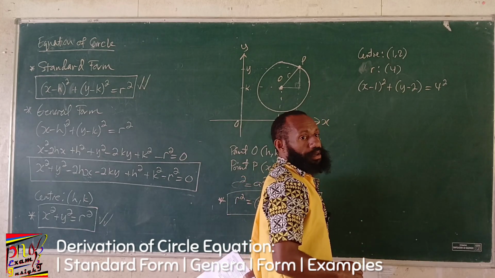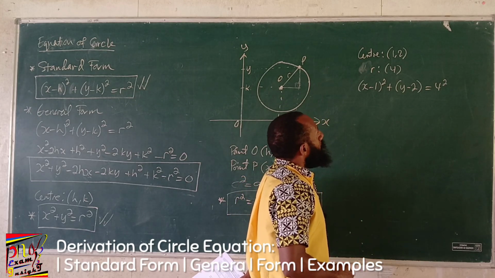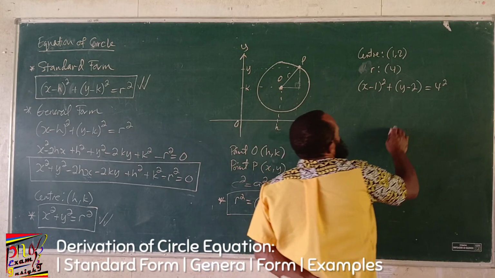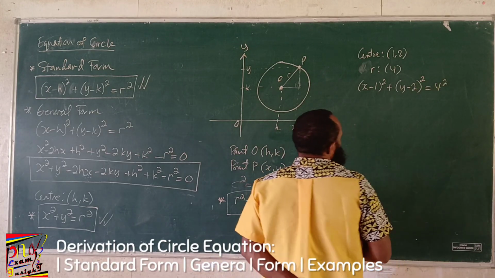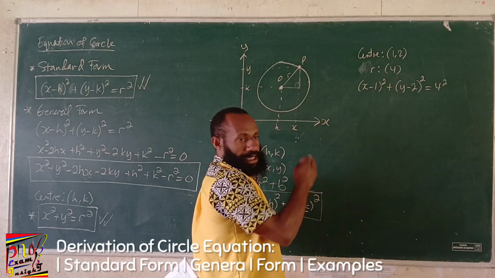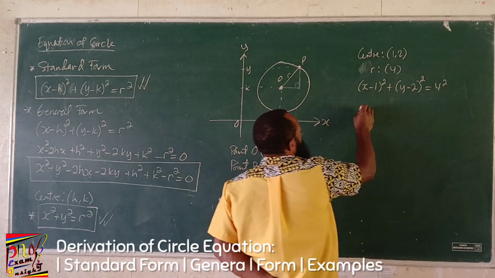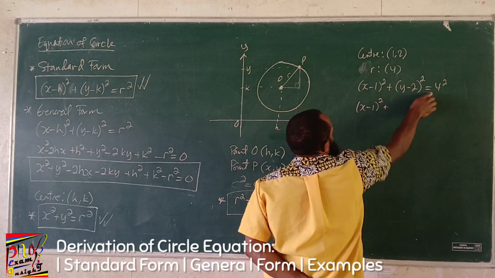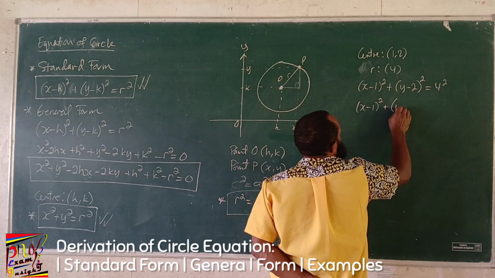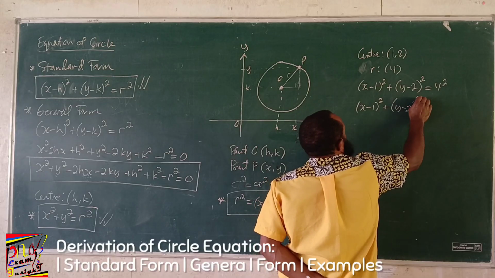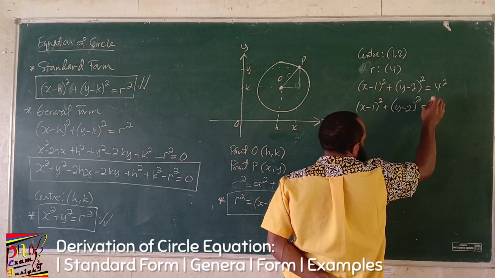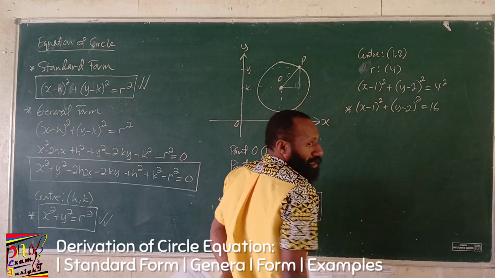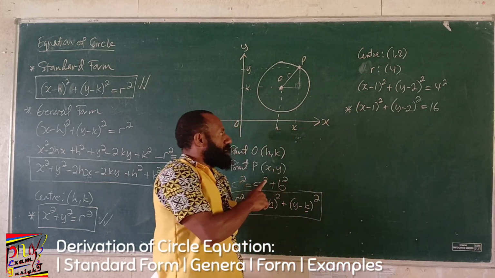I didn't put the square. Okay, good, very good. So that is our equation in standard form. You can solve for the radius: 4 squared is 16. So that equation is in standard form. Is that clear? That equation is in standard form.